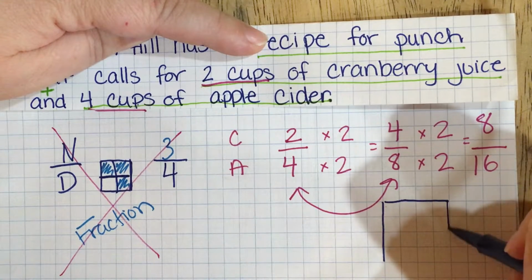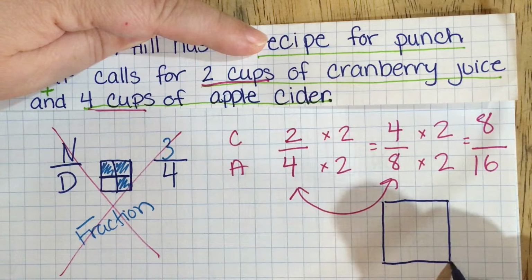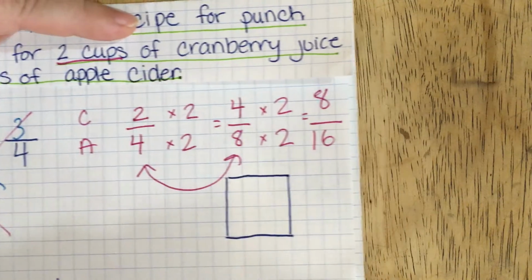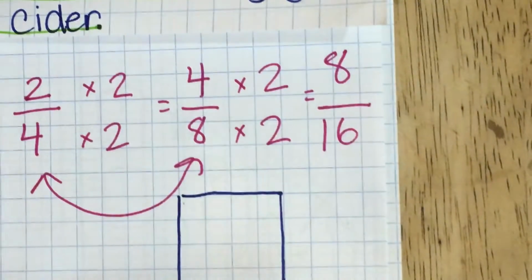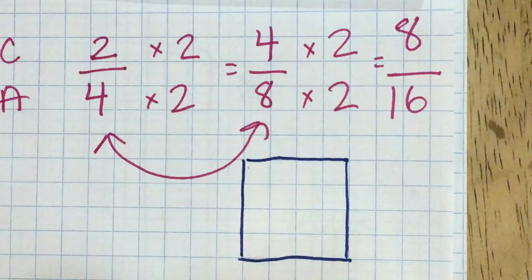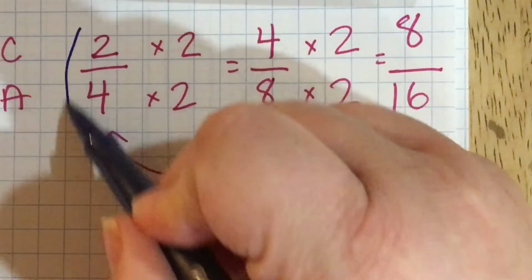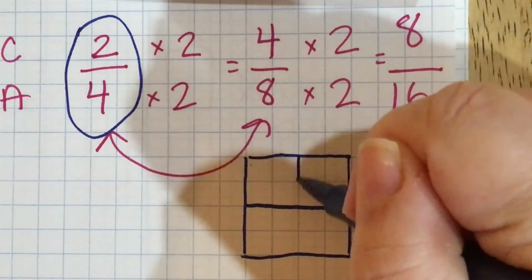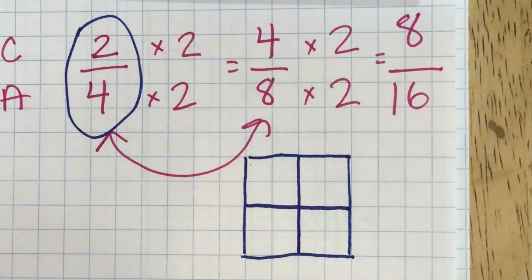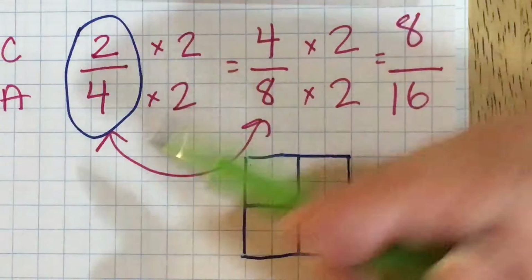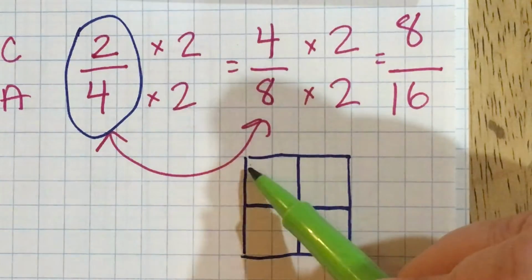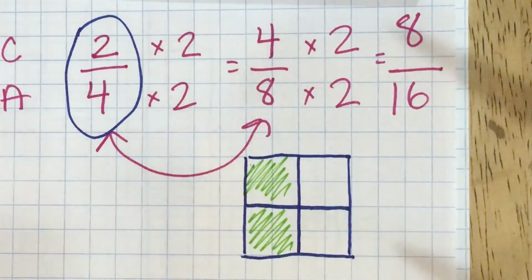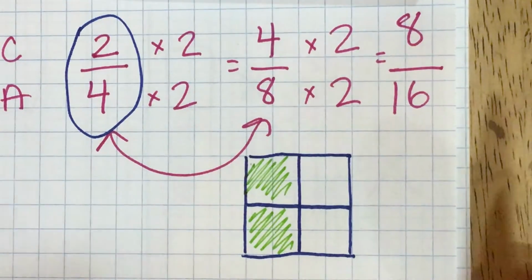So let's see, let me draw a square. Okay, here I have a square. Right? Let's zoom in on that. Here I have a square. And I want to start with this one, right? 4 equal parts. So my square is 4 equal parts. And in this ratio, I'm going to say I have 2 shaded ones represents the cranberry.